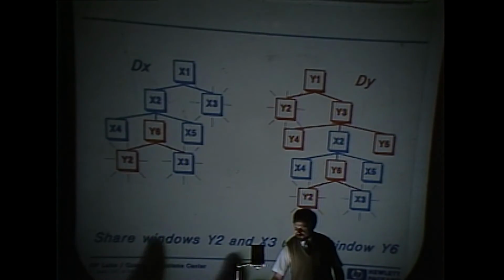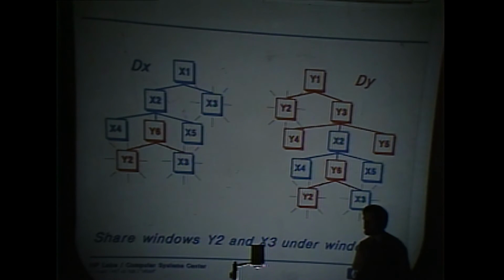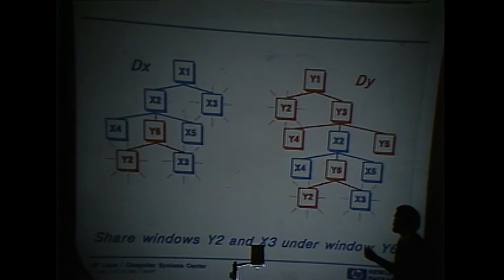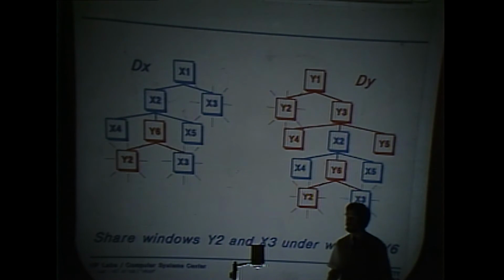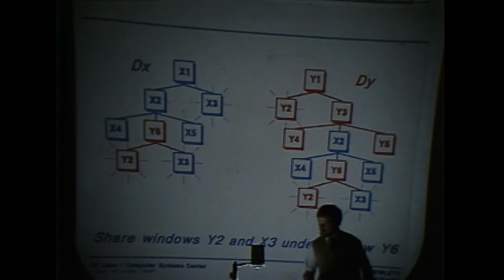The next thing that I'm going to do is kind of kinky. I'm going to take 2 existing windows, y2 from dy and x3 from dx, and I'm going to make those sub-windows of that new y6. That says that I can have multiple views, even on the same server, pending under that. So this is a really horrible situation, but if you implement it correctly, this is possible. And in fact, it's even desirable at times.